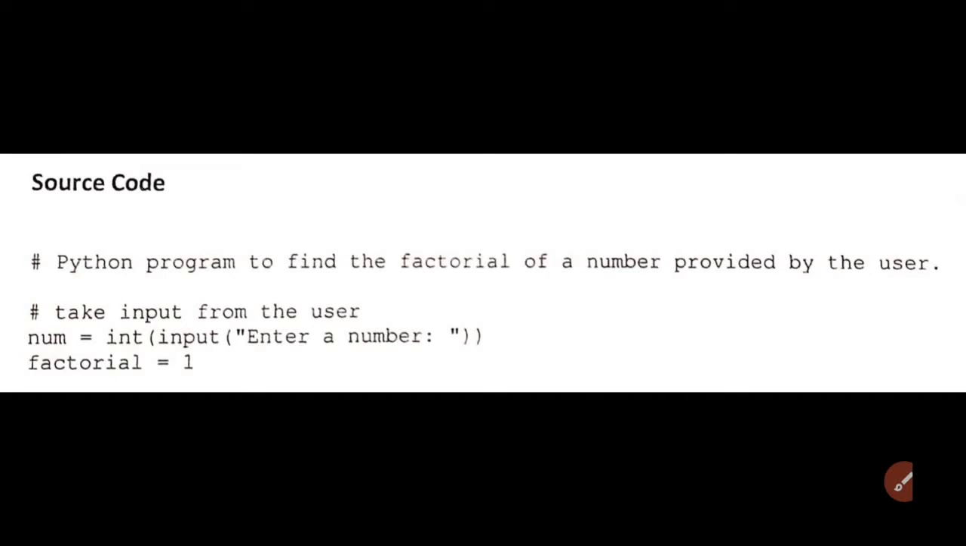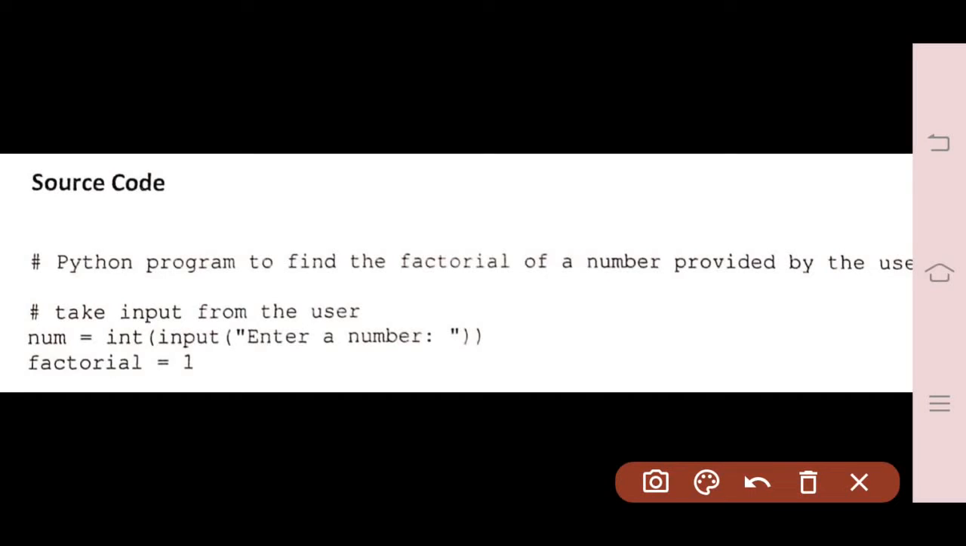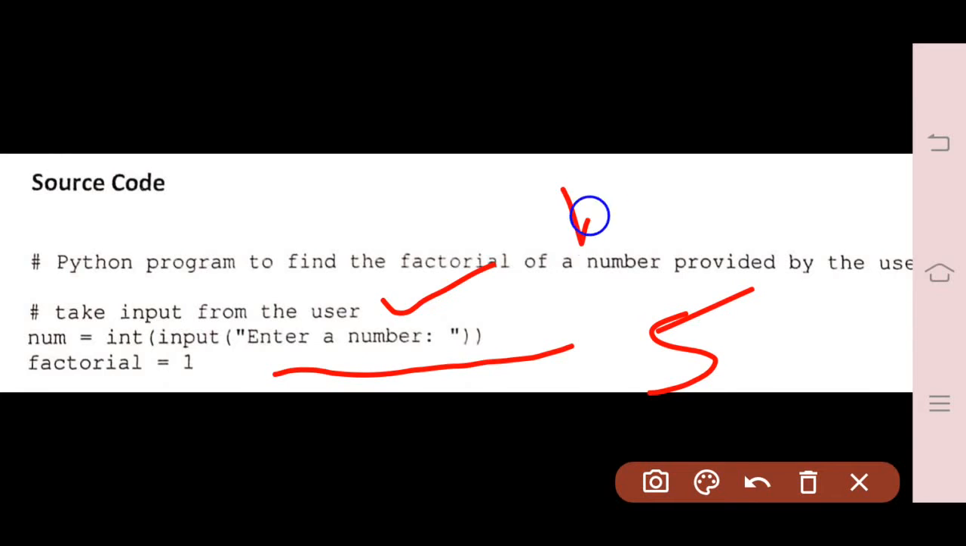Now let's discuss the source code. Step 1, we have to get input from the user. So num is equal to int(input("Enter a number")). So we have to enter any number, and for that number we have to find the factorial. Say for example, if I enter 5 in the output, that 5 will be stored in the variable num. So num is equal to 5. So for 5 we will find the factorial. And initially we have to set the factorial value as 1.